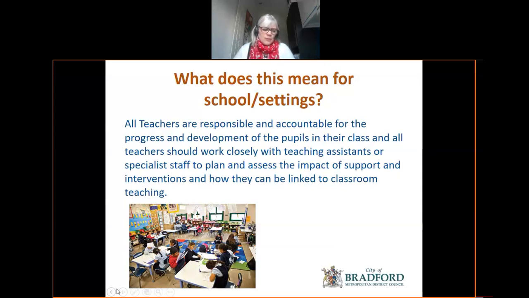As a SENCO, it means that you have an overall managing and coordinating role. Teachers will be responsible and accountable for the progress and development of the pupils in their class, and as SENCO, you will be ensuring that whole school policies and practice are in place to enable staff to do this. You will be providing guidance and training.